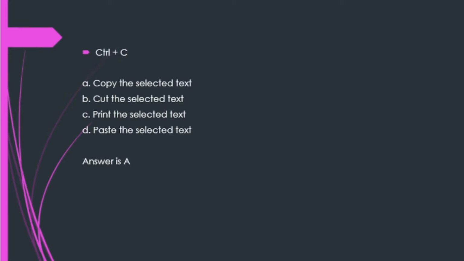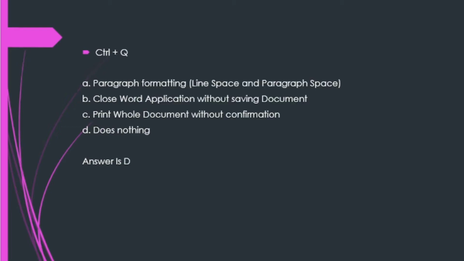Control plus C. The shortcut key is used to copy the selected text. Control plus Q. The correct answer is D. Does nothing.